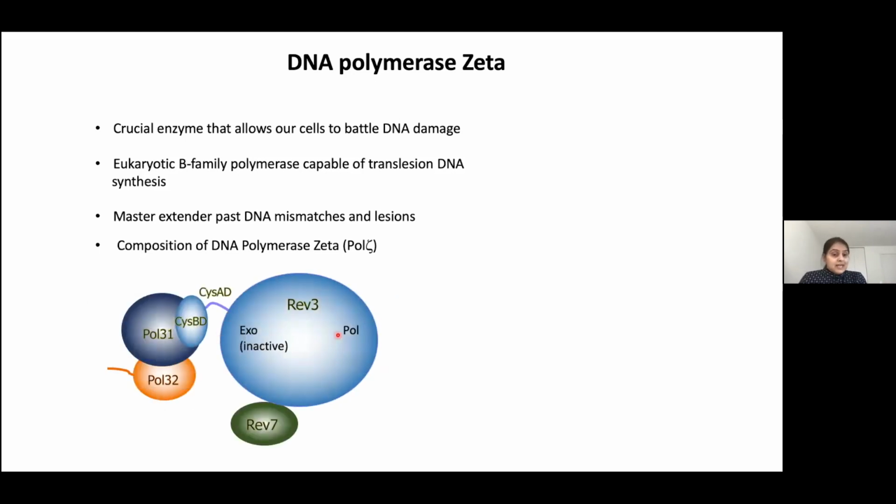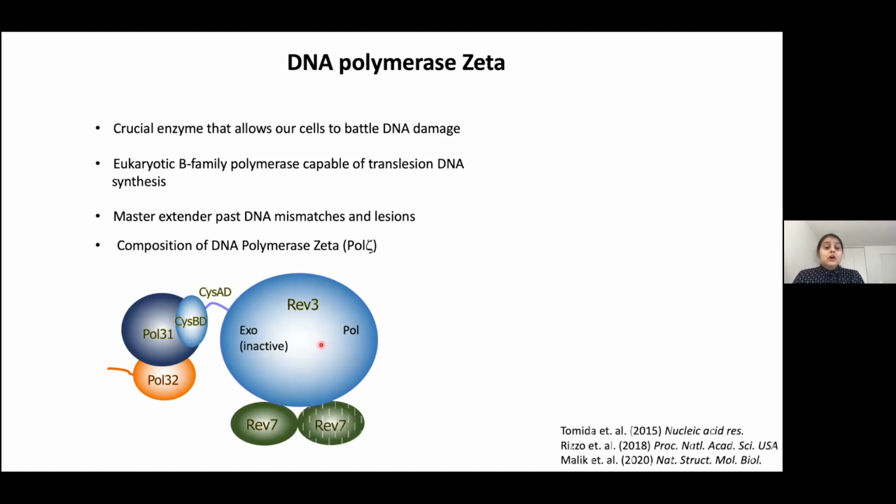Rev3 has a polymerase active site and an inactive exonuclease site. Rev3 has one binding site which interacts with Rev7. For a long time, it was thought that it was a 4 subunit complex. But recently, a second site in Rev3 was identified, which led to the incorporation of a second Rev7. In fact, in our structure, we have captured for the first time a dimeric Rev7 structure in the holoenzyme.